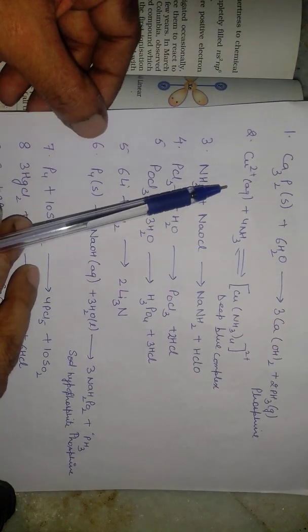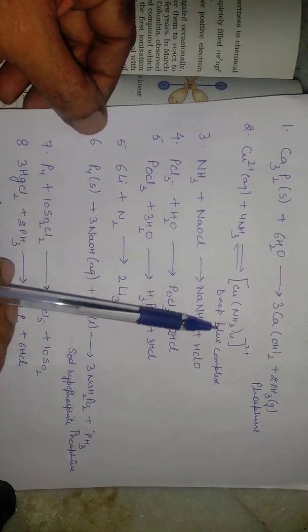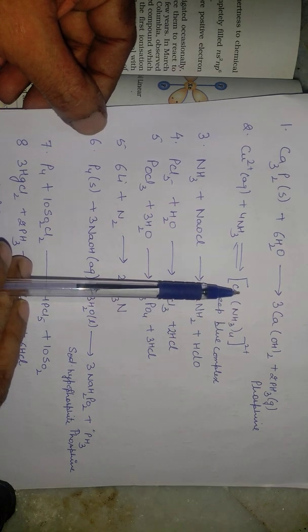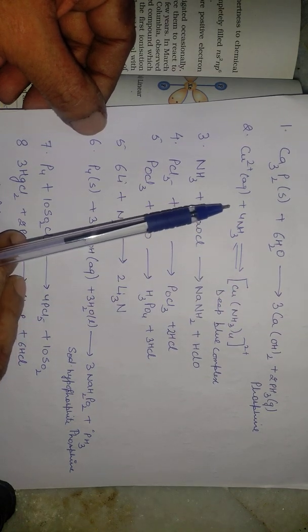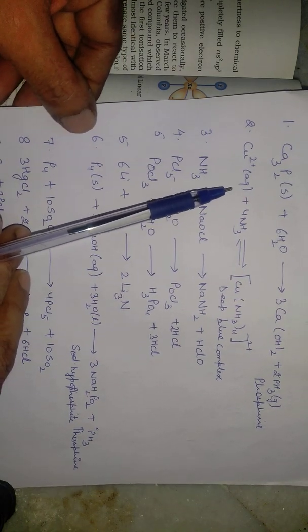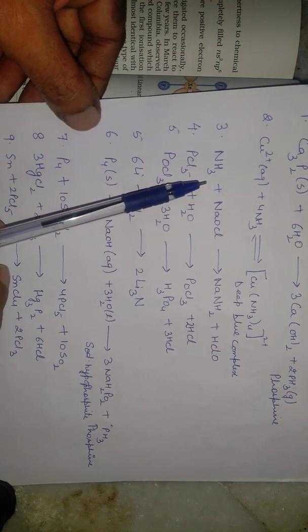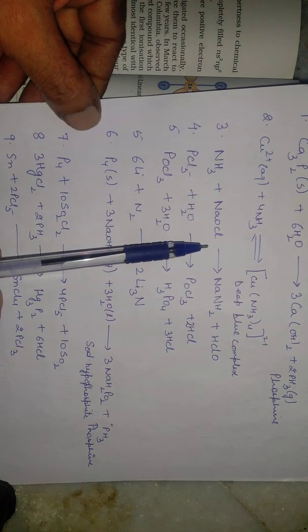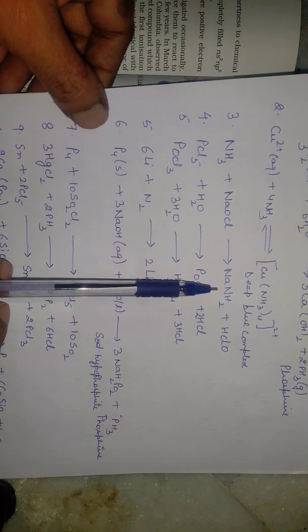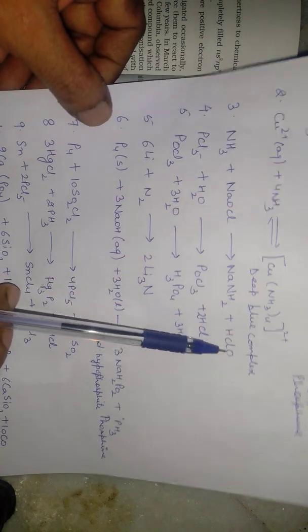Similarly, cupric ion reacts with ammonia, resulting in the formation of a deep blue complex. This is also a test for the cupric ion. Moving on to the next one, when ammonia reacts with sodium hypochlorite, it results in the formation of sodamide and NaClO.